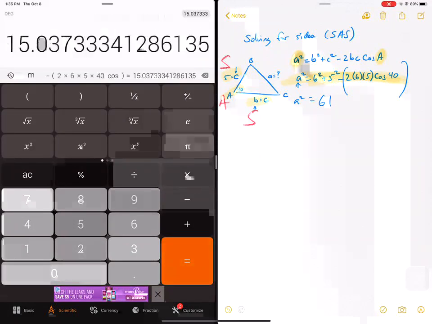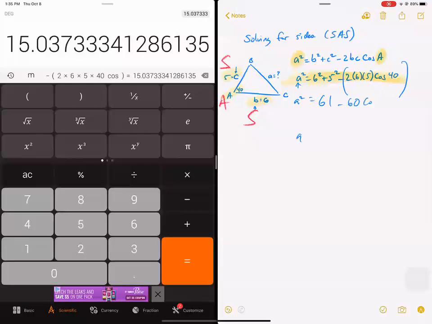You end up with the answer, minus all this. This is 12 times 6 is 60 cosine of 40. Okay? So you guys can copy that if you want. 2 times 6 is 12. 12 times 5 is 60. And then we end up with 15.03.